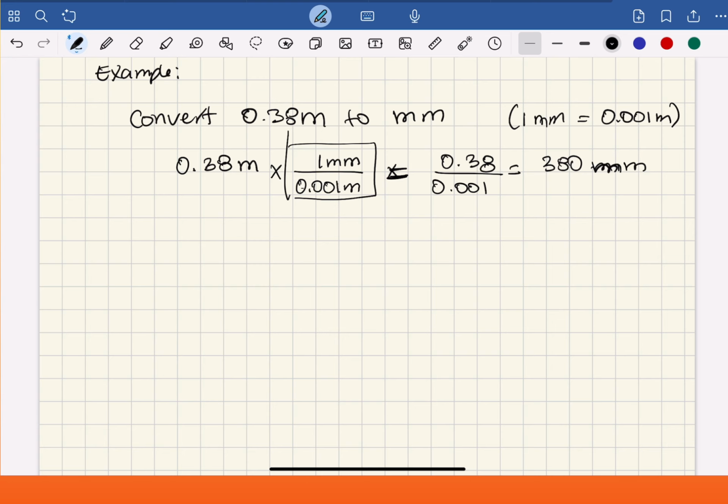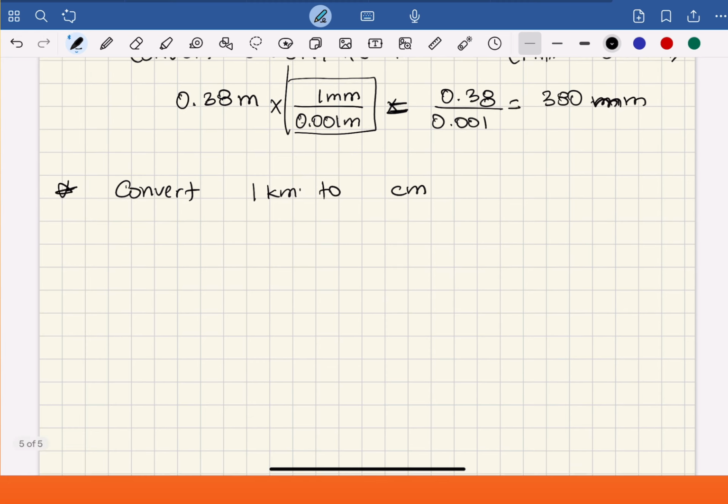Okay, something that I want you to do for this video, and this is what I want you to have ready in class to make sure that you've completed these videos, is I want you to convert, and this one is a little bit of a challenge, okay? I want you to convert 1 kilometer to centimeters. This is what you have to do, and show me in class on Tuesday.